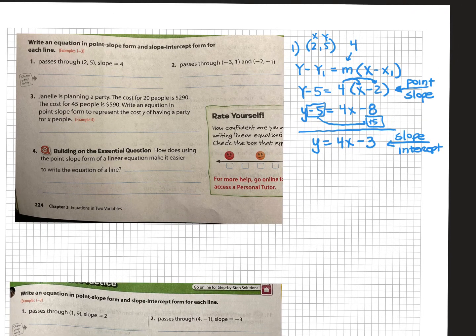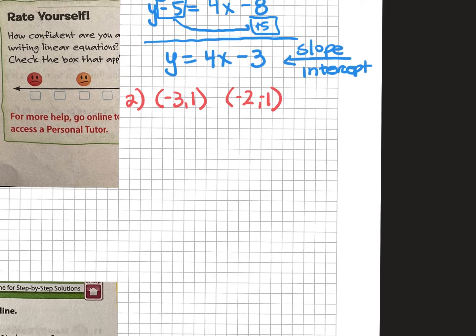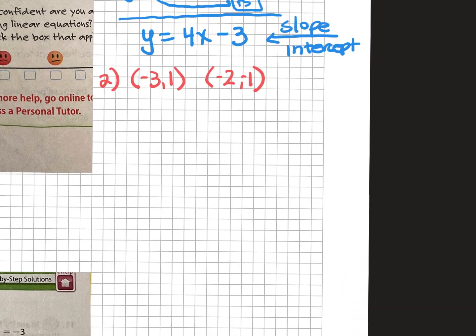So number 2, I'll do change. All right, it goes through negative 3, 1. Ooh, and negative 2, 1. This is good. Okay. Oh, negative 2, negative 1. This one, it doesn't give us a point. It doesn't give us a slope. It gives us 2 points. Okay, so what can we do? All right, first, I need to find out the slope from those 2 points, so I can do that.